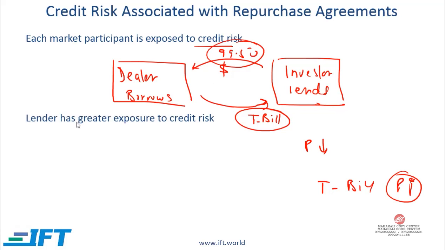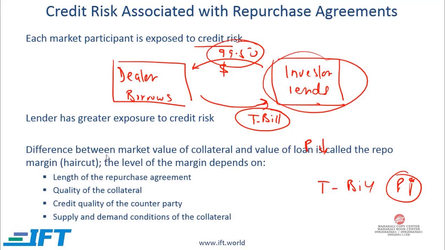The way repos are structured though, the lender, in this case the investor, has greater exposure to credit risk. And the difference between the market value of the collateral and the value of the loan is called the repo margin or haircut. In fact, the way this is structured is that the value of the collateral is less than the value of the loan, and that is why the lender has greater exposure to credit risk. And the difference is called the repo margin or haircut. This term is used in the United States.